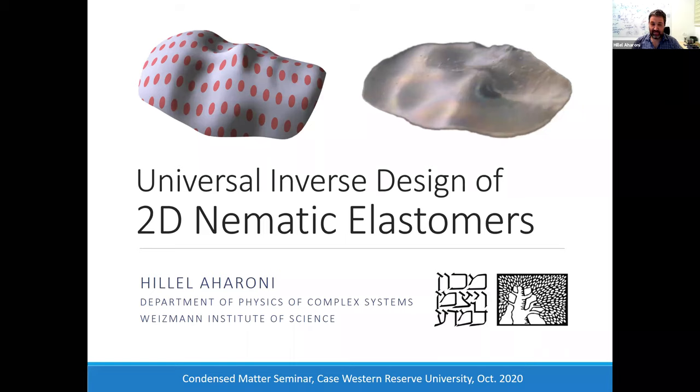So my talk is going to be about universal inverse design of 2D nematic elastomers. And of course, I'm going to tell you in a bit what all of those words mean for those of you who are not familiar with the terminology. But let me forget all the big words. What this work is about is I'm going to tell you how to program any shape that you want into a flat, thin piece of rubber, such that when you take your piece of rubber and put it in the oven or turn on the light, it will adopt the shape that you have programmed into it. And I want to convince you that you can do it using nematic elastomers, and you can program any shape into a nematic elastomer this way, of course, under some constraints, but to a high level of generality.